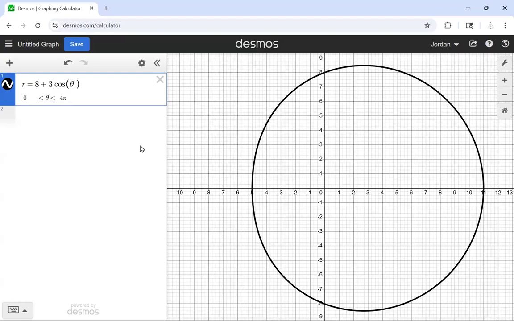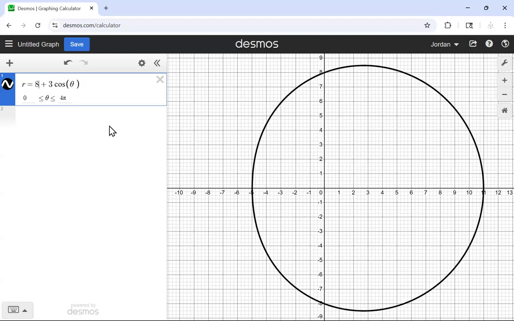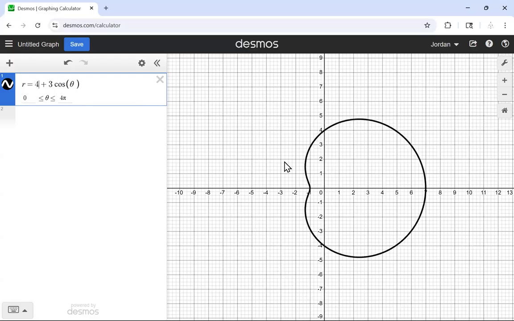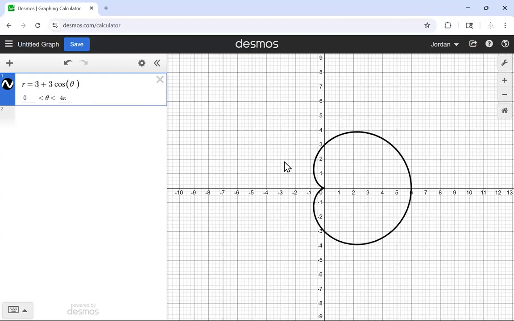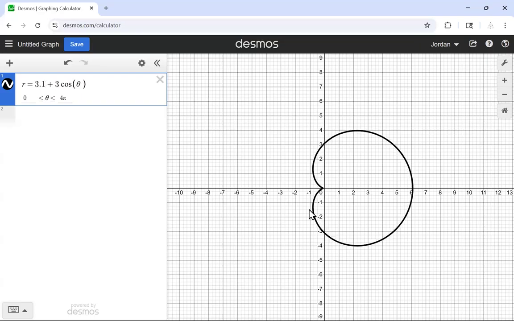So it's dimpled for certain values. And as we get the ratio of our constant and the coefficient of cosine gets bigger, then it gets less and less dimpled. Now, it gets more and more dimpled. So we started with 4 with a dimple. If we take 3.5, then that dimples more, down until we hit the number 3 exactly.